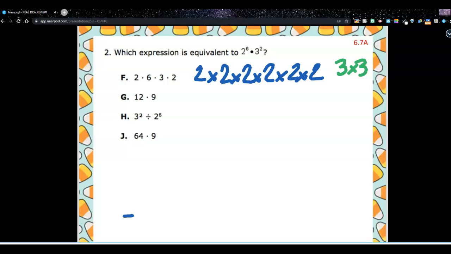Okay, H is division. We're not doing any dividing in this problem. And I want you to look at letter F. They wrote 2 times 6 times 3 times 2. They just copied down the order of these numbers here. They went 2 times 6 times 3 times 2. That's where they got that. So that's not equivalent.